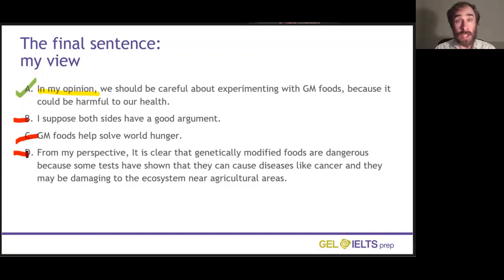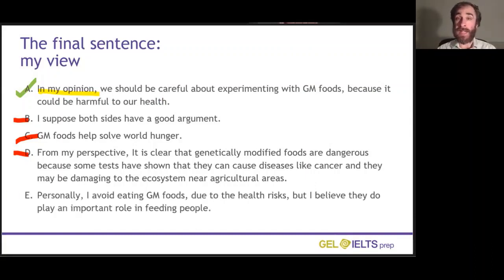Your opinion should use arguments that you've already used. For example, up here, GM foods because it could be harmful to our health. So in my previous paragraphs, I've already mentioned the health consequences of GM foods. Don't add new points in your conclusion. Finally, E. Is this a good sentence or a bad sentence? Look at the next question below this video and choose the correct option.